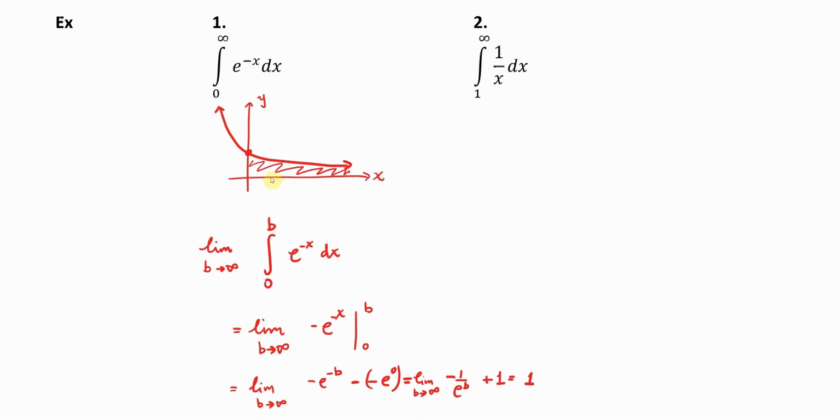So the area under this curve, no matter how far out you go on the x-axis, all the way to positive infinity, you will get more area. That's for sure. There's no doubt about that. But the amount of area that you get will never be greater than 1. And that's essentially what this limit is saying.